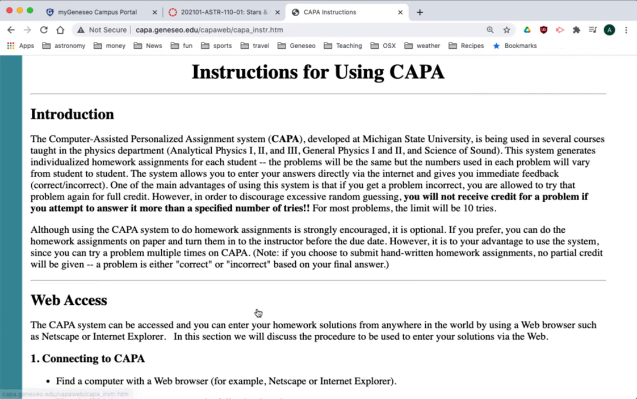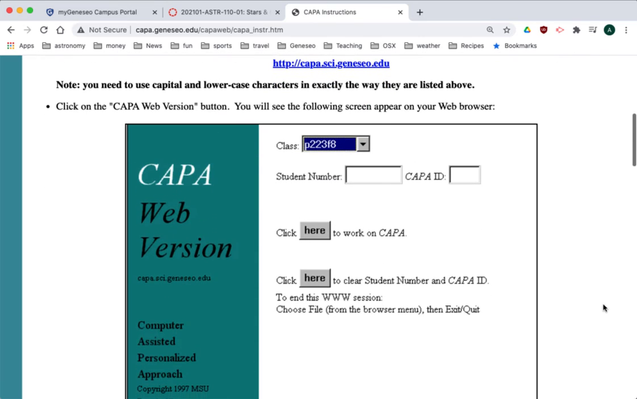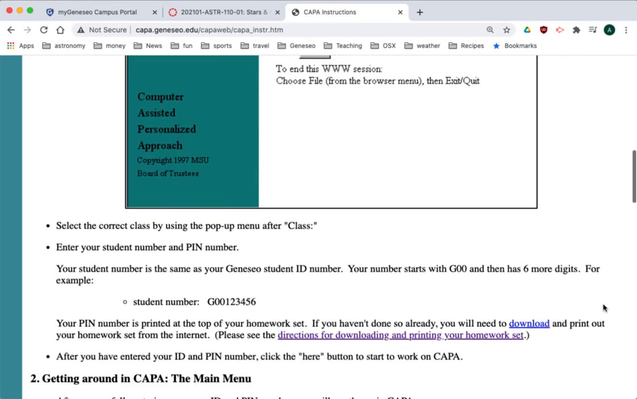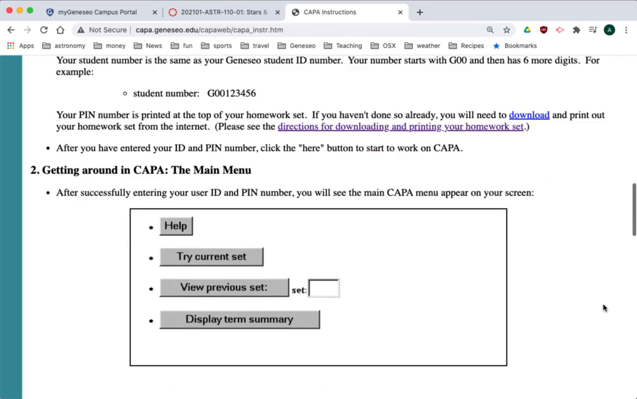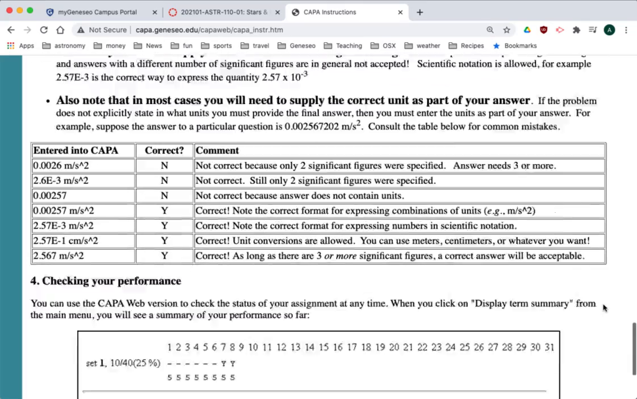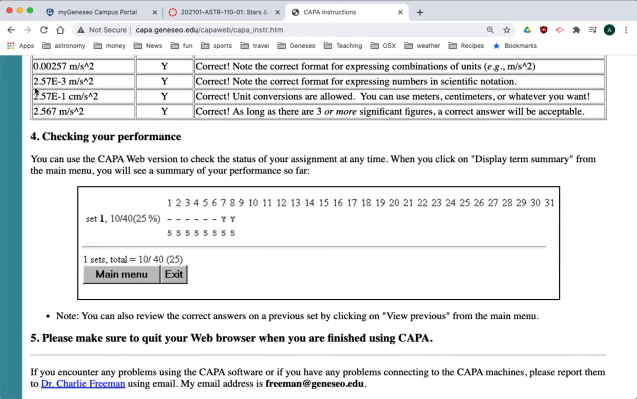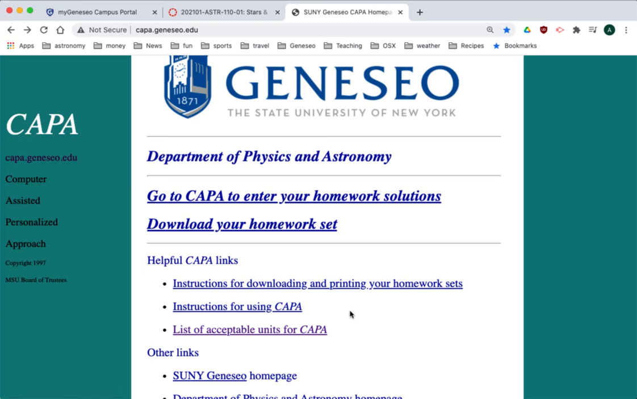Instructions for using CAPA. This is basically what I've just gone through. But if you don't want to watch this whole video again and you just have a specific question, this will walk you through logging in. It will walk you through what you're putting in your G number and entering answers and what some of the codes mean as well. And also how to enter scientific notation and things like that.